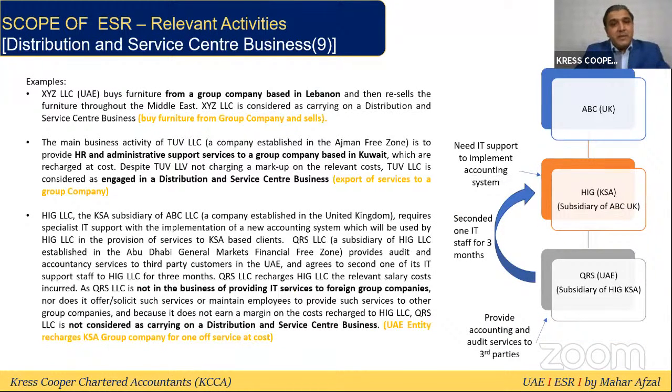These are the examples: buying furniture from the foreign group company and selling. Yes, the company is doing distribution business. Export of services to a group company. Yes, the company is providing service center business. In the third category, the UAE company is providing one-off services to its subsidiary in KSA, which are part of the same group.